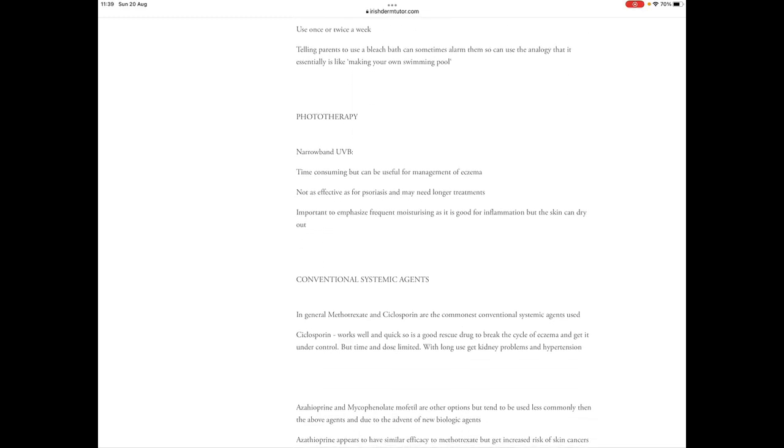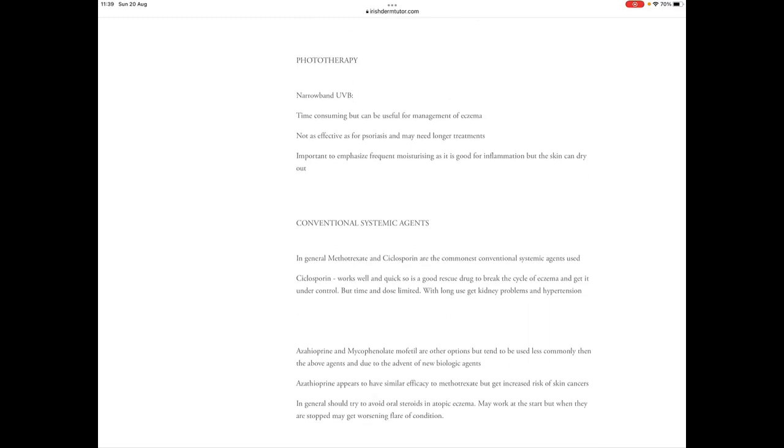And I know sometimes parents can be quite alarmed when you suggest that you might use bleach in a bath, but you can almost use the analogy that it is like making your own swimming pool.